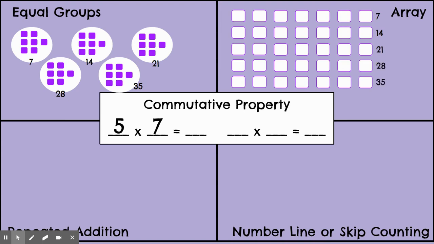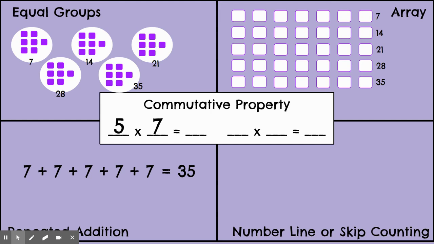Now let's go ahead and do our repeated addition. Well, if I have 5 times 7, that means I'm going to add the number 7 5 times. So I would have 7 plus 7 plus 7 plus 7 plus 7, which would give me 35.